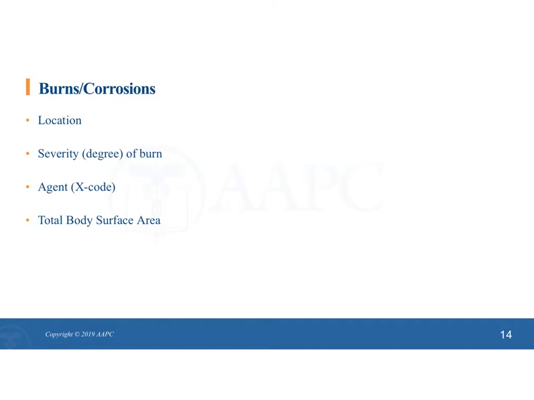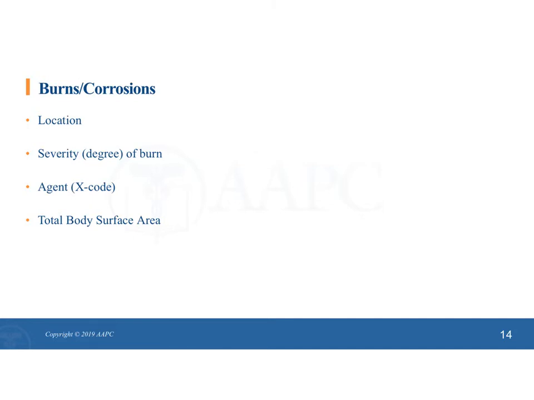Burns and corrosions of the skin are assigned based on whether the injury is a burn or a corrosion. A burn is a thermal burn that comes from a heat source, except sunburns, such as a fire or hot appliance. Corrosion is a burn due to chemicals. Current burns and corrosions will be coded with the category T20 to T25. These are classified by location, depth, extent, and by agent, which would be the X code.